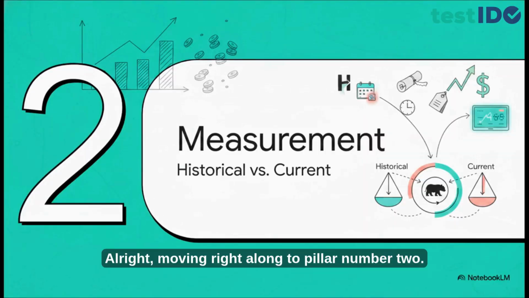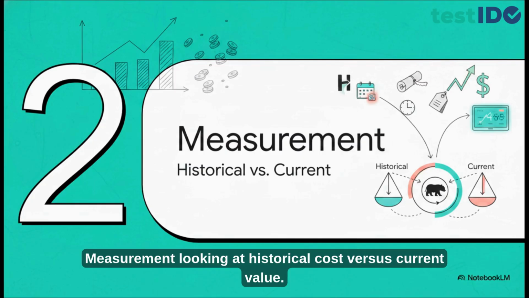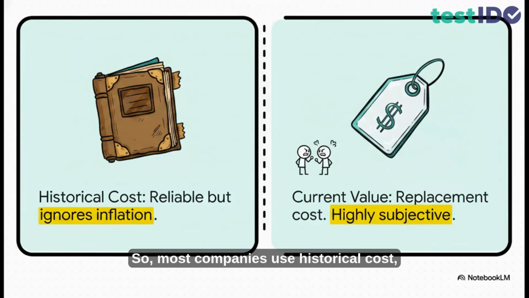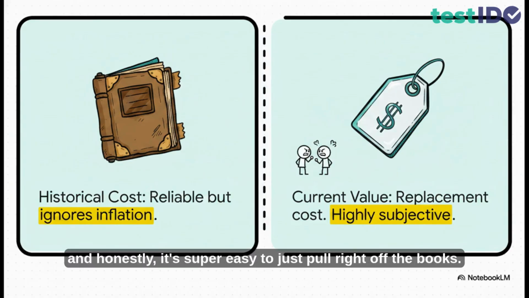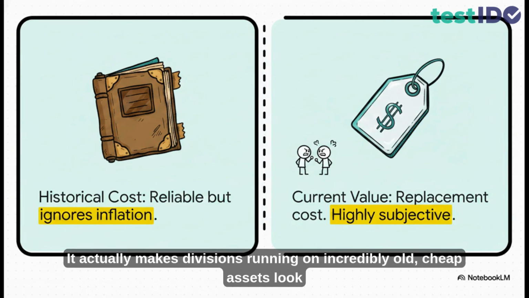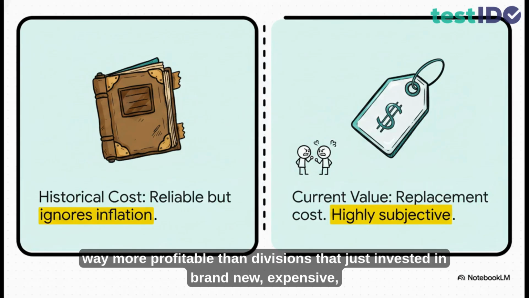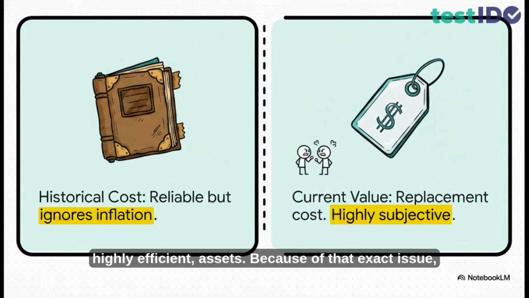All right, moving right along to pillar number 2, measurement, looking at historical cost versus current value. So most companies use historical cost, which is exactly what we just looked at. It's objective, it's highly reliable, and honestly, it's super easy to just pull right off the books. But here's the kicker. It completely ignores inflation. It actually makes divisions running on incredibly old, cheap assets look way more profitable than divisions that just invested in brand new, expensive, highly efficient assets.